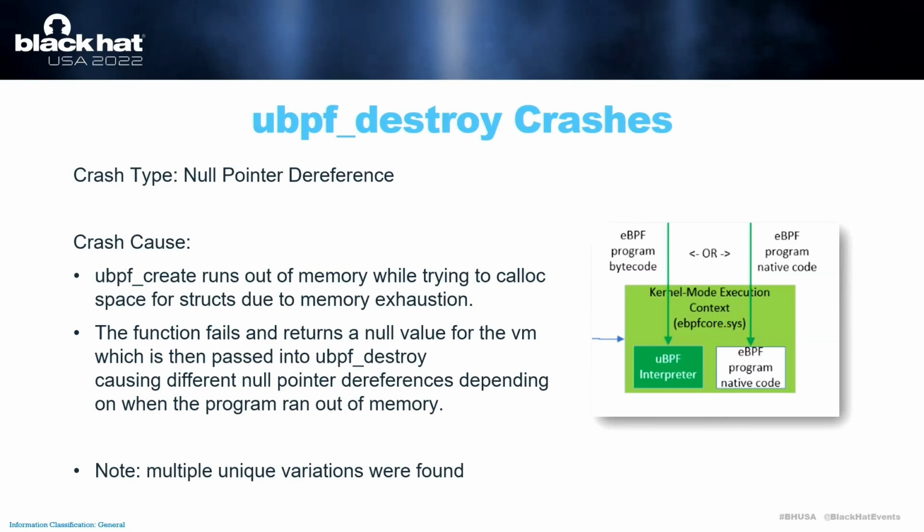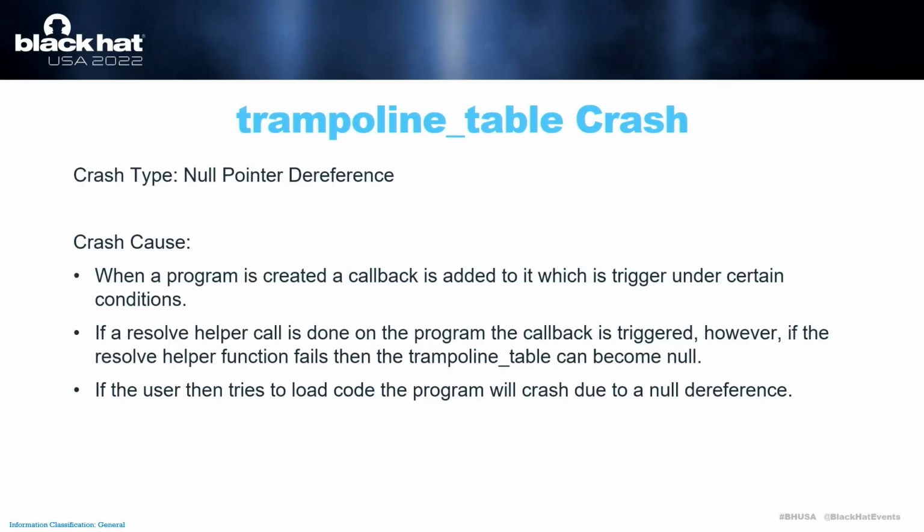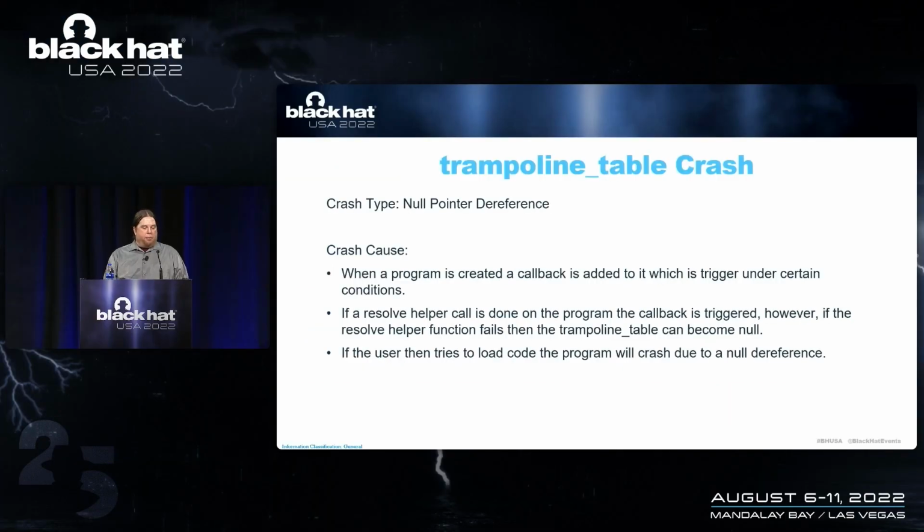because the kernel has the JIT engine inside of it, or it has the interpreter inside of it, rather. And so that same code is both present in userland and kernel. And so depending on how you interface with the APIs, you can trigger those bugs either in userland or in the kernel. And then yet another crash in the trampoline table, and so on and so forth.